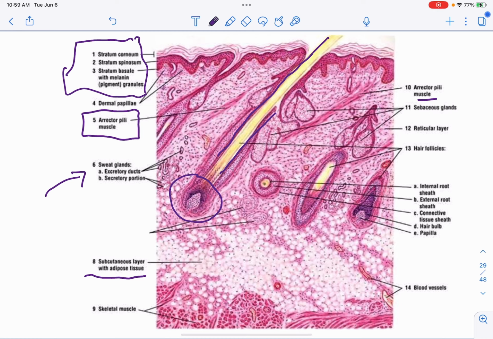Here's another image showing you where the erector pili muscle is. And then hair is always going to be associated with sebaceous glands. I have several other images so that you'll see what to expect when you look at it under the microscope during lab. But I want to go over some of the layers that you're going to find when you look at a hair follicle in cross section.